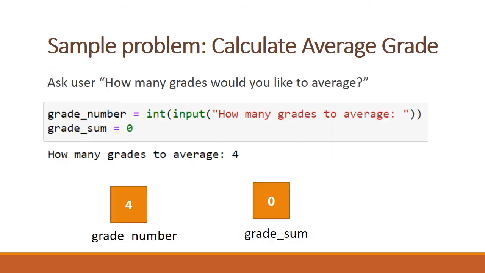The first thing we want to do is ask the user the number of grades to be averaged, and we want to initialize the grade sum to 0. So the first line of code is to use an input statement to get the number of grades from the user, convert it to an integer, and assign it to the memory location grade number. The second statement in our program is to assign grade sum the value 0.